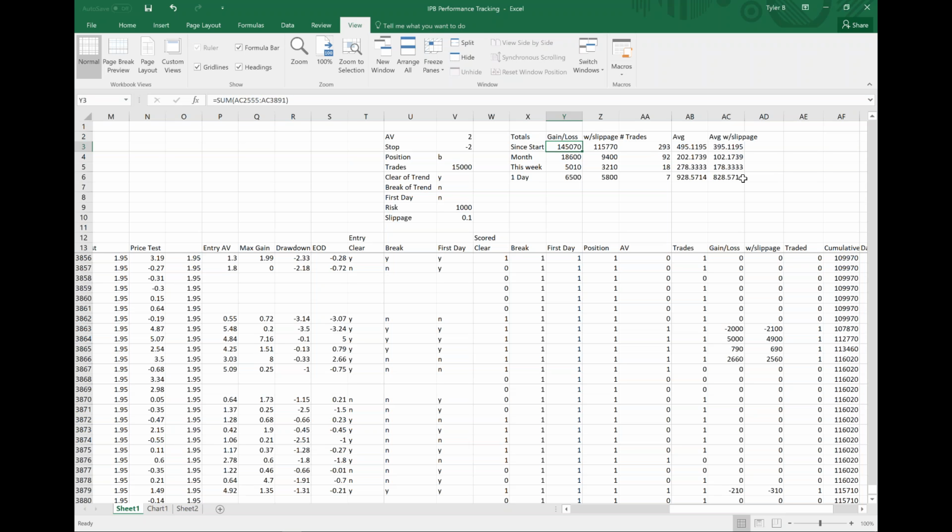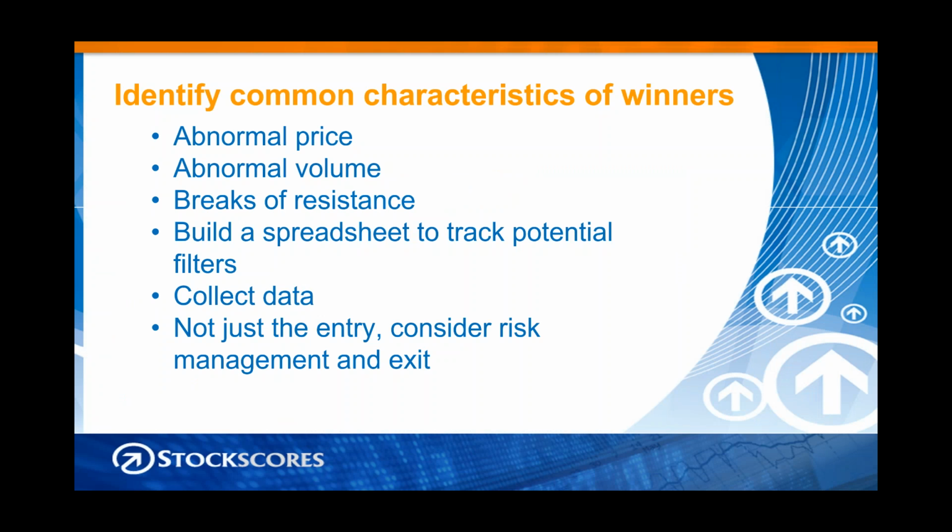Now, because I've collected all this data, I can start to do what-if analysis. I can say, well, what if I raise my AV, which is one of my indicators, to a 3 instead of a 2? What happens to my profitability? Well, now I made $5,400 on 6 trades for an average of $915 per trade. All right, so we can start to do what-if analysis with spreadsheets like this to develop a set of rules.